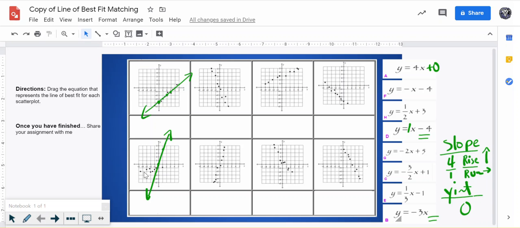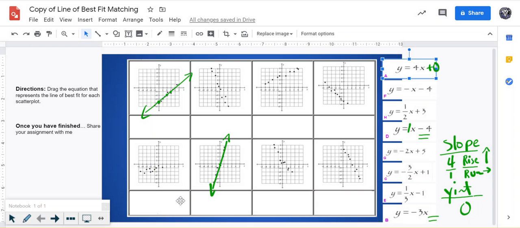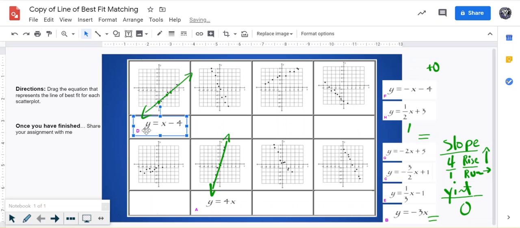That definitely doesn't match this line. Actually, it looks like it matches the one right next to it. That is a y-intercept of 0, and that slope of 4 looks like it pretty perfectly matches that graph. So I would take this one and drag it over underneath this scatter plot. This one I said matched up with letter D. So I answered those two for you.